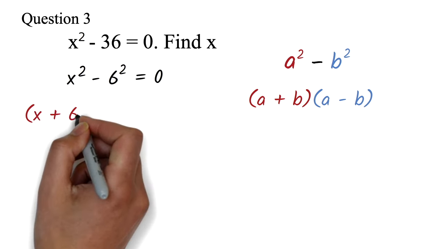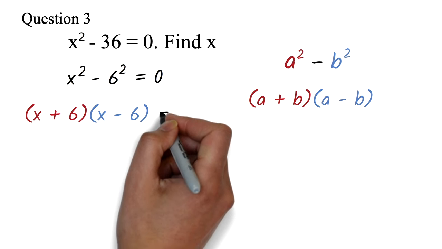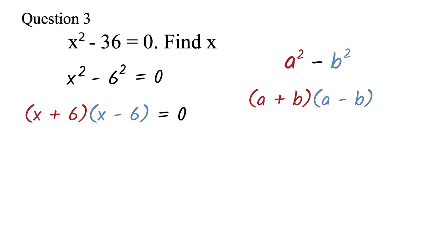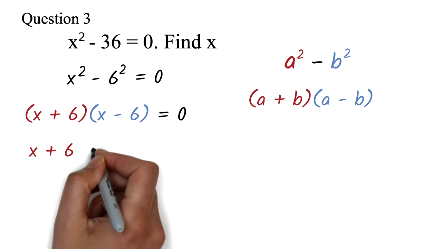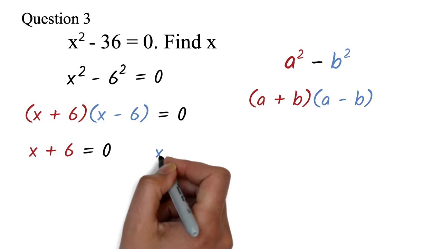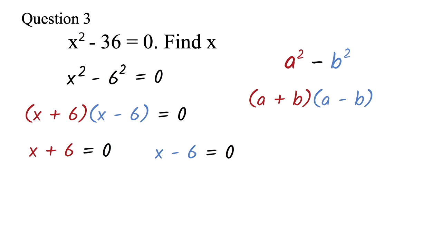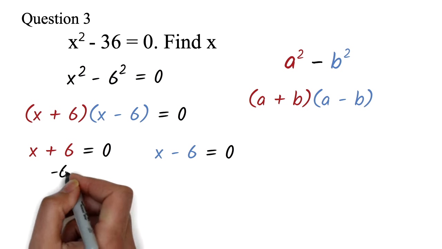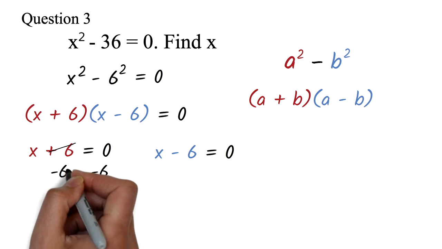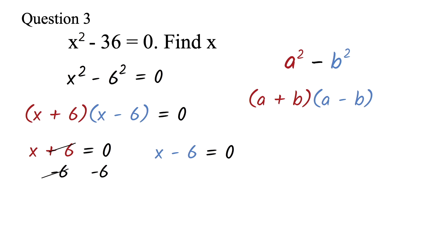We will have x plus 6 times x minus 6 equals 0. We said that for this equation to be equal to 0, it means either x plus 6 equals 0 or x minus 6 equals 0. We solve for x. Subtract 6 from both sides. The 6 will cancel out. 0 minus 6 equals negative 6. So x equals negative 6.